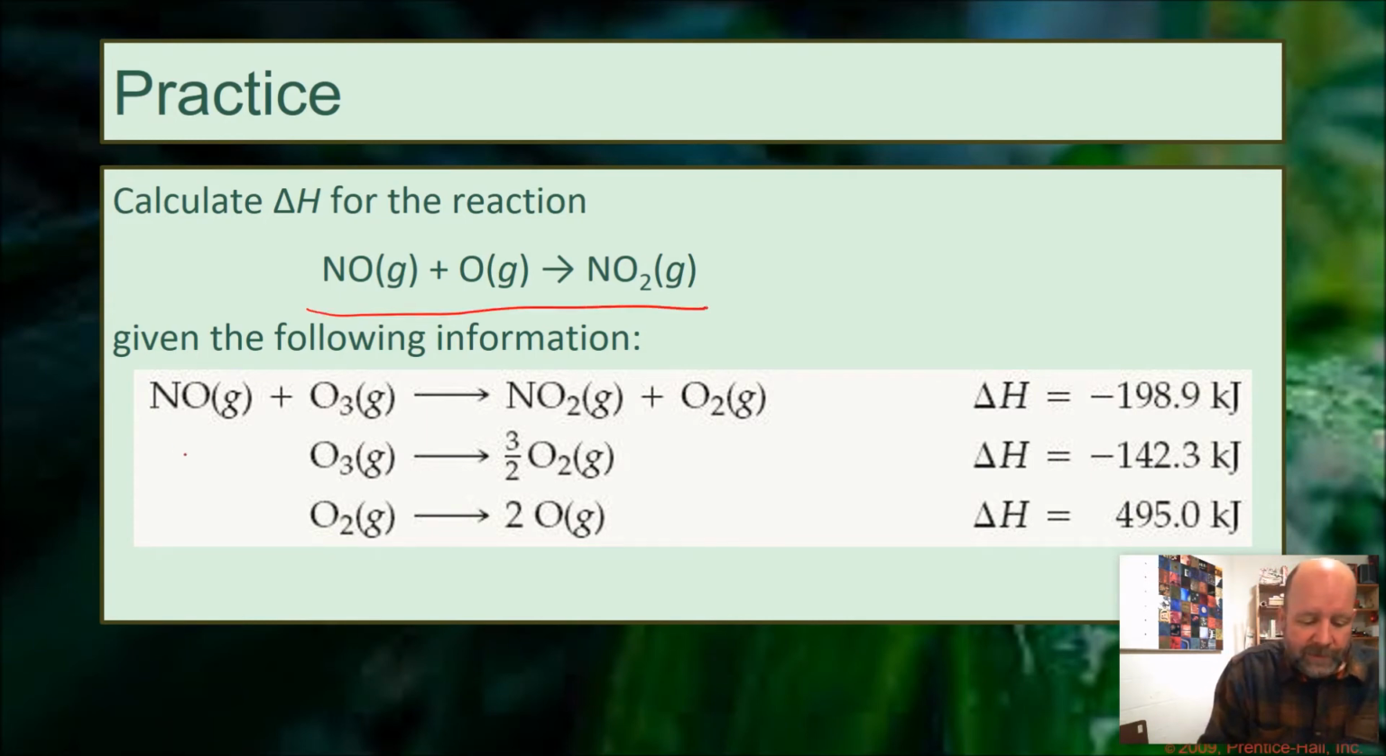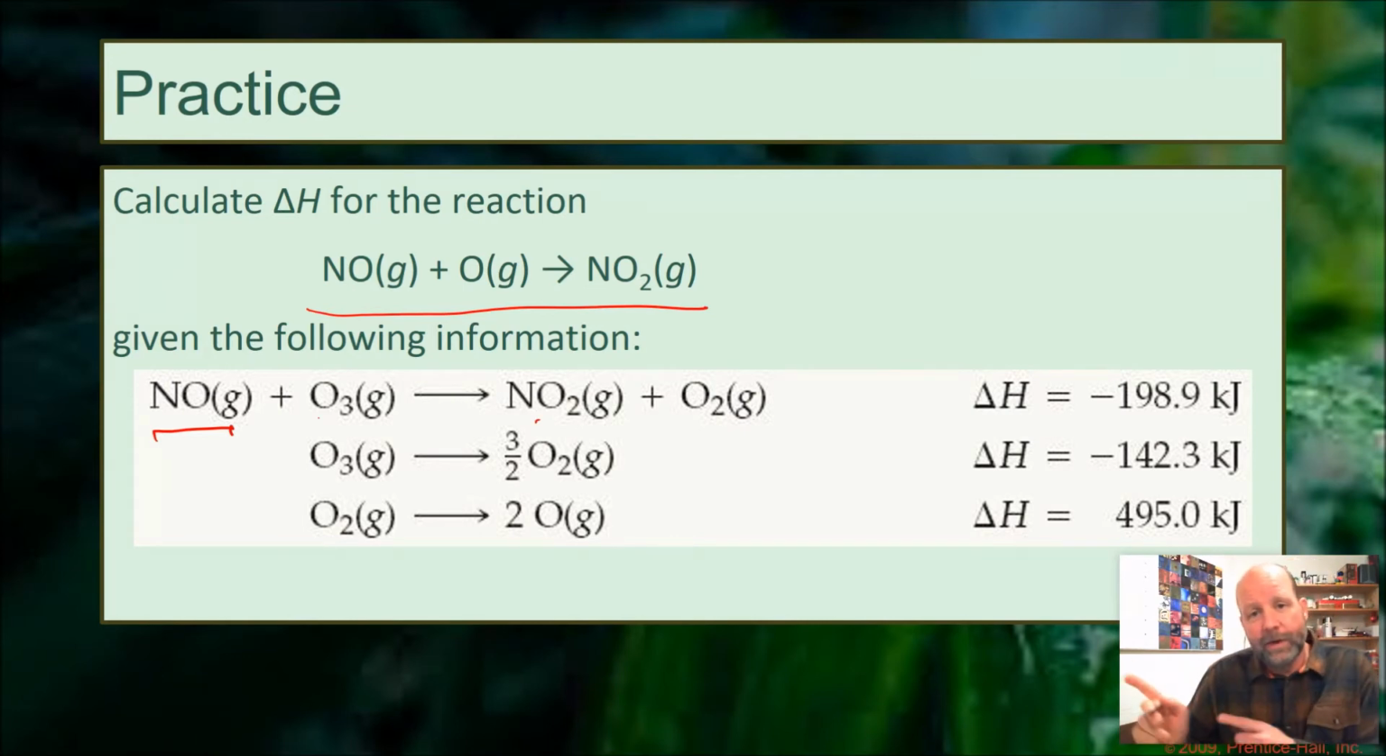So it looks like I've got the NO here, no problem, but that's not useful. Nothing else there is useful. But this reaction has NO on the reactant side, and that's where I want it to be. So I'm going to keep this one the way it is. This value down here, I want to get rid of this O2. Looks like I can do this.